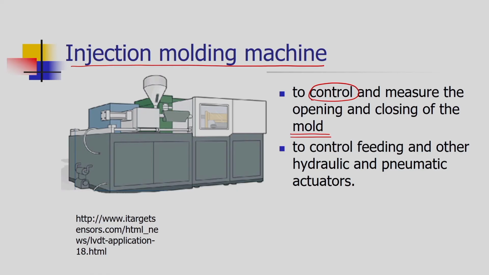In addition to the injection molding operation, LVDT sensors are also used to control the feeding and the other hydraulic and pneumatic actuators, that is, for feeding mechanisms and hydraulic and pneumatic actuation. We will be looking at hydraulic and pneumatic actuation in detail in the later modules of this course.